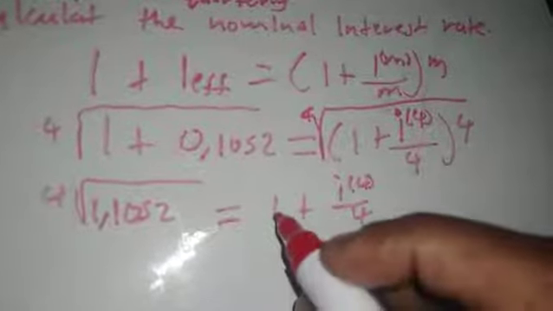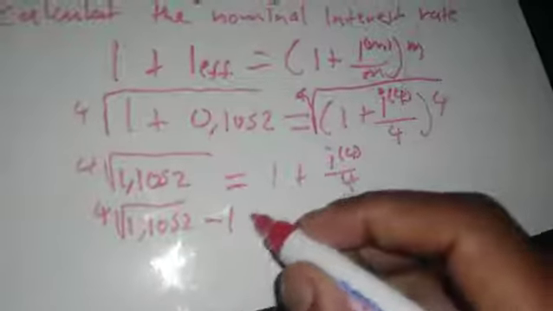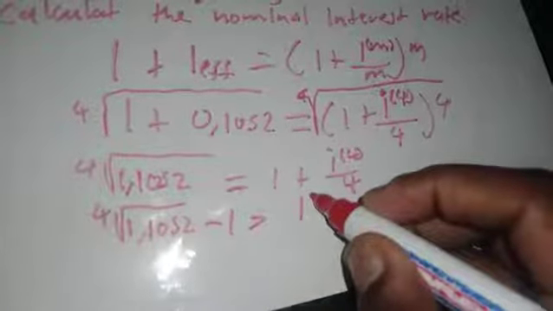Then we want to make this the subject. What do we have to move next? We have to put that to the other side. So it's going to be this stuff, 1 comma 1, something like this. Then it's going to be subtract 1 equals the nominal interest rate.